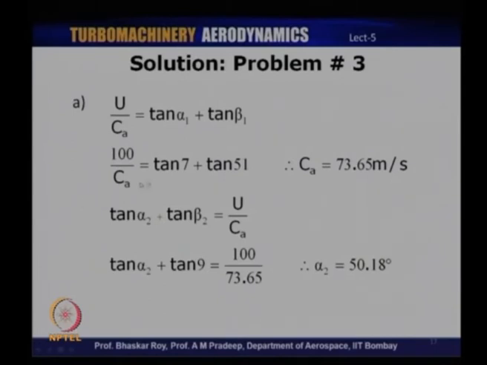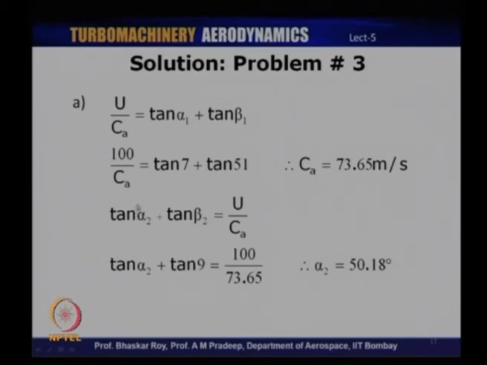simple to solve. From the velocity triangle, you will see that the ratio u by C A should be equal to tan alpha 1 plus tan beta 1. This is basically because u is equal to C A times tan alpha 1 plus C A times tan beta 1. Alpha 1 is known, beta 1 is also known, and u is known. So, from this we can calculate C A, which comes out to be 73.65 meters per second.